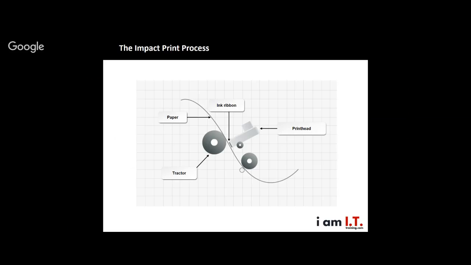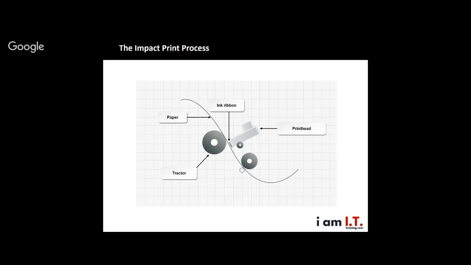So the impact printer process has just a few steps where your paper will enter, your print head will strike against the paper, it actually strikes against the ink ribbon, and then the ink ribbon makes contact with the paper where the print head struck. And there are two different types of print heads. You can either have the full character print heads or the formed character printers, which means the A is an A, just like a typewriter.